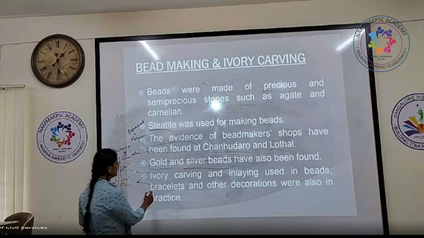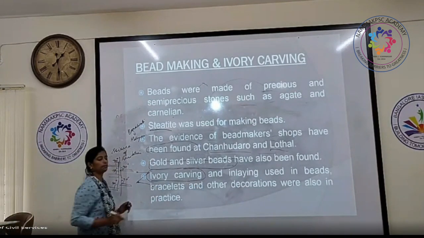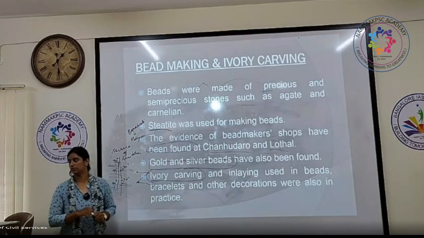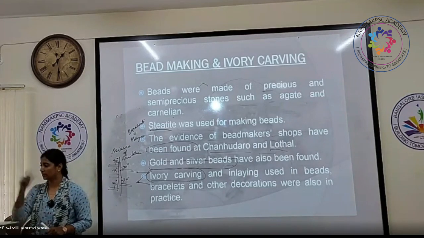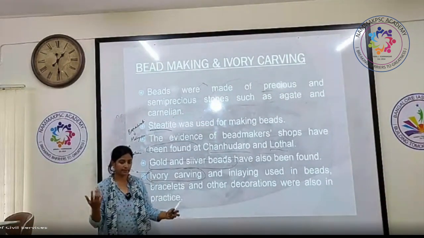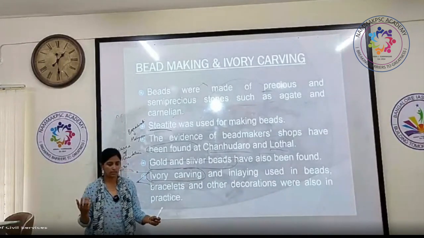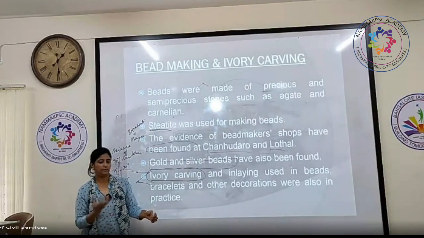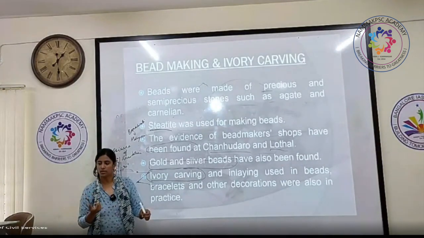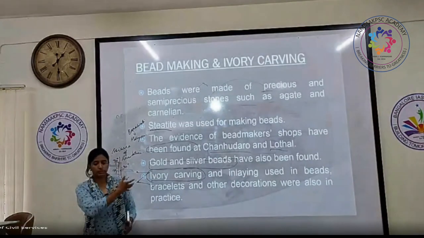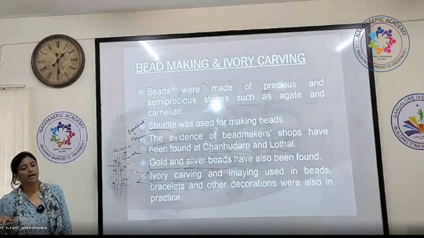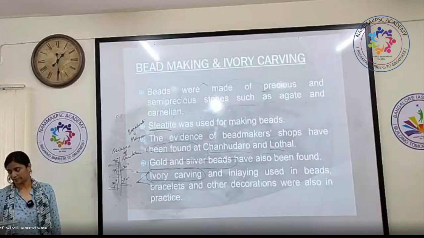Ivory carving is a classic development of your IVC people. They are very beautiful, which we will see in the next slide. You know what ivory is, right? The tusk of an elephant. In that they undertake carving, and it's very beautiful. So that is one classic development of IVC people, bead making and ivory carving.